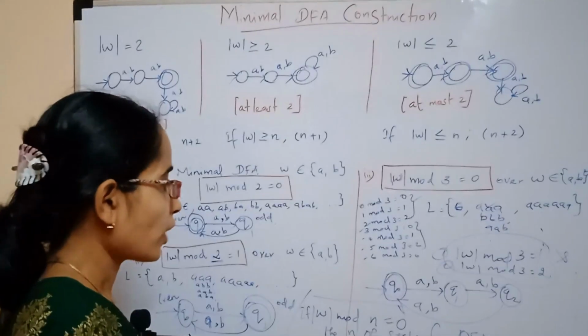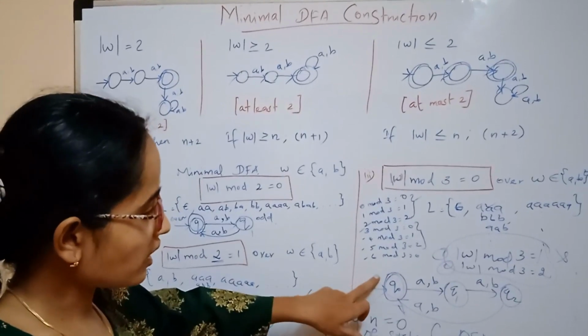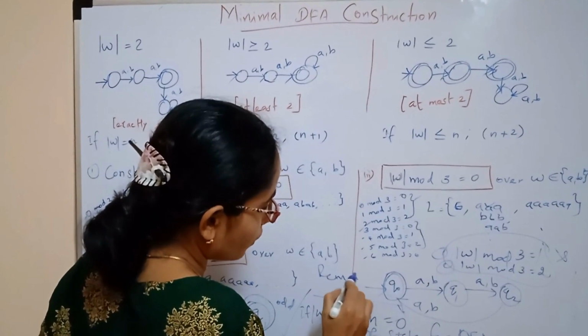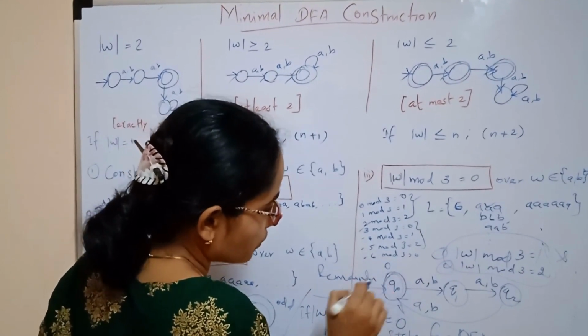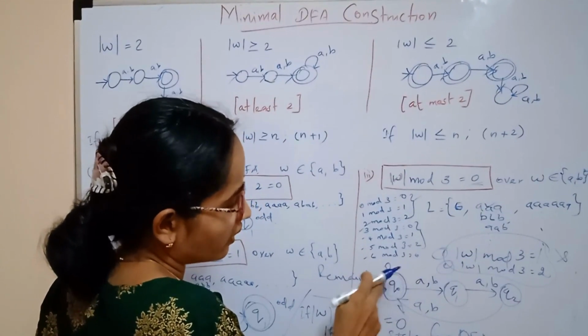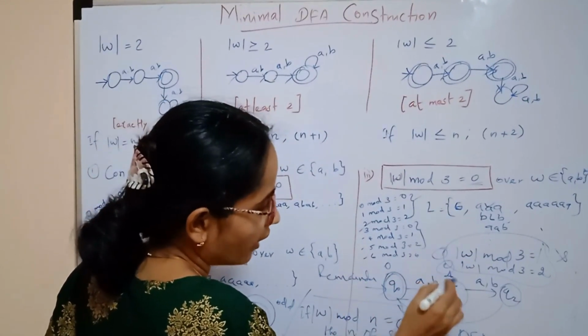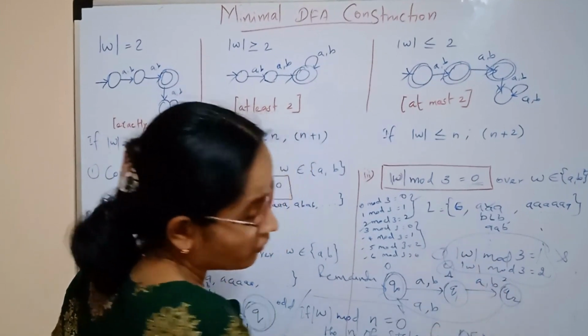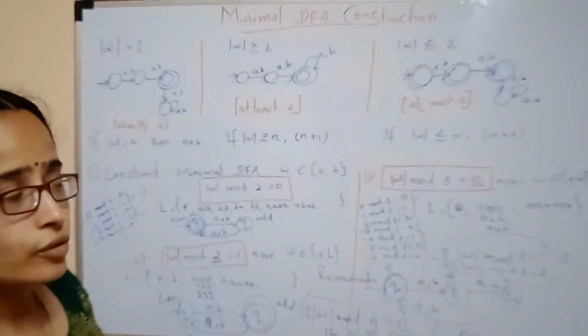I'll give a clue for that. These states represent the remainders. This represents remainder 0, and when I say 0, I make this a final state. When I say remainder 1, I will make that a final state. When the remainder is 2, I will make that a final state. So I have given the answer also. Try to come up with the answer for these 2 problems.